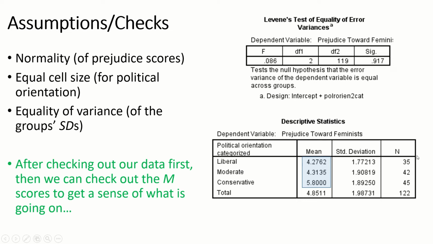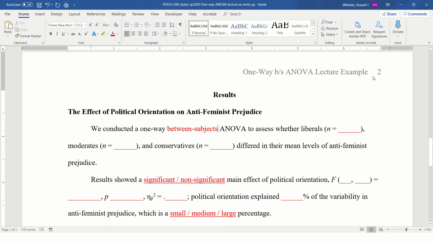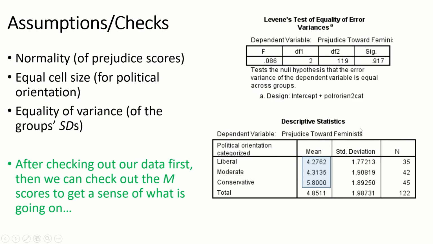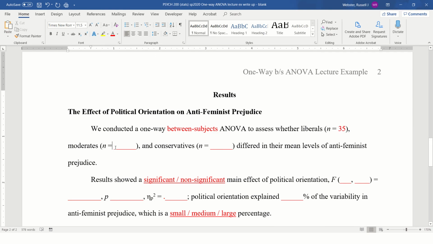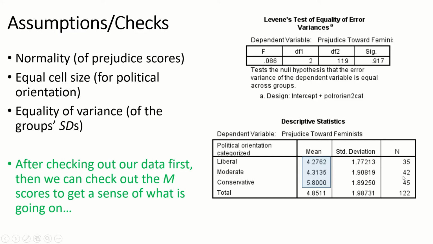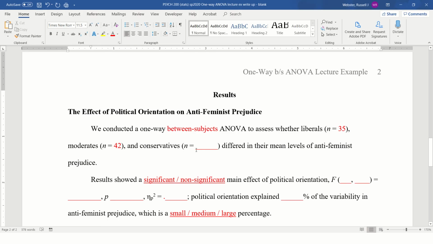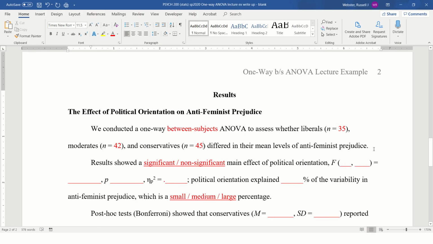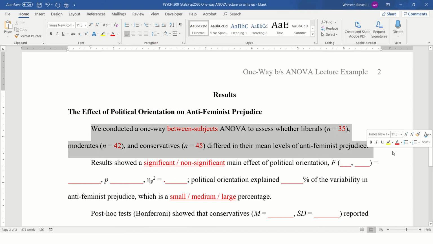And so we'll look here for the n's. That should actually be a little n there. So we have 35 liberals, 42 moderates, and 45 conservatives. So let's fill in this information in the write-up. So we conducted a one-way between subjects ANOVA to assess whether liberals, n equals 35, moderates, n equals 42, and conservatives, n equals 45, differed in their mean levels of anti-feminist prejudice.